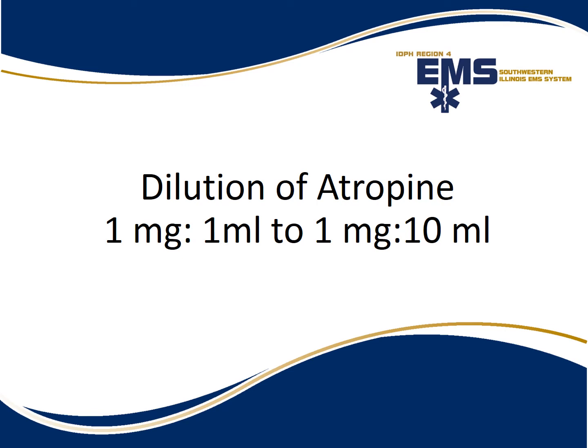Welcome to the Southwestern Illinois EMS System training on the dilution of atropine 1 milligram in 1 milliliter. The purpose of this training is to teach you how to create an atropine 1 milligram per 10 milliliter solution from an atropine 1 milligram in 1 milliliter vial and a 10 milliliter vial of normal saline.